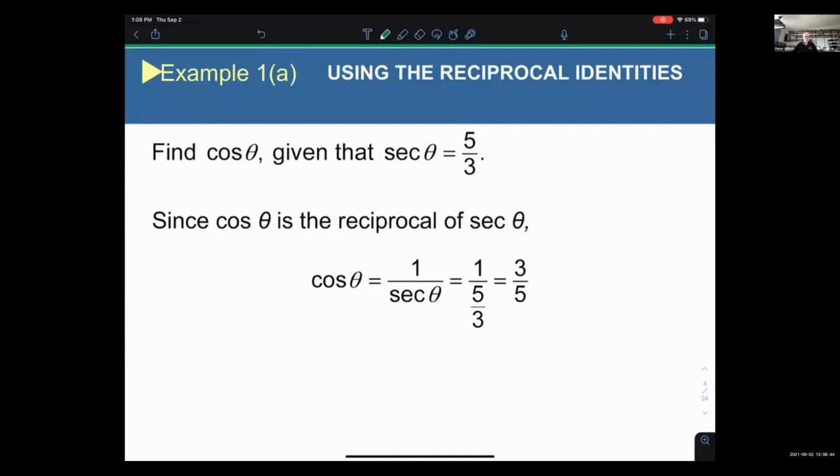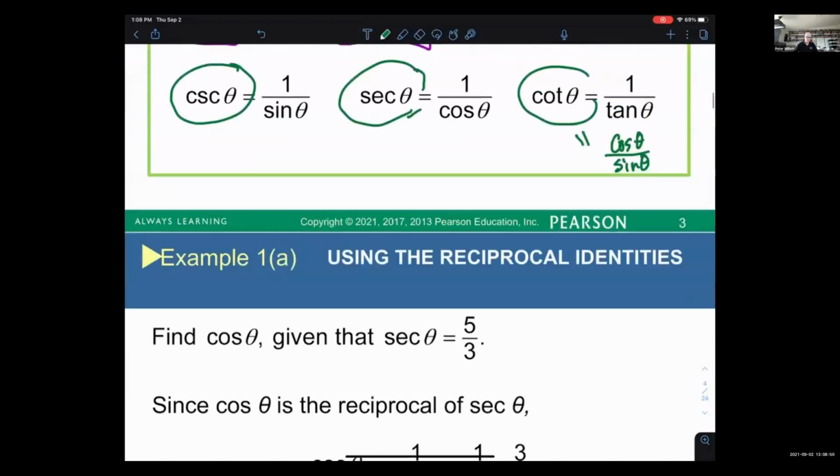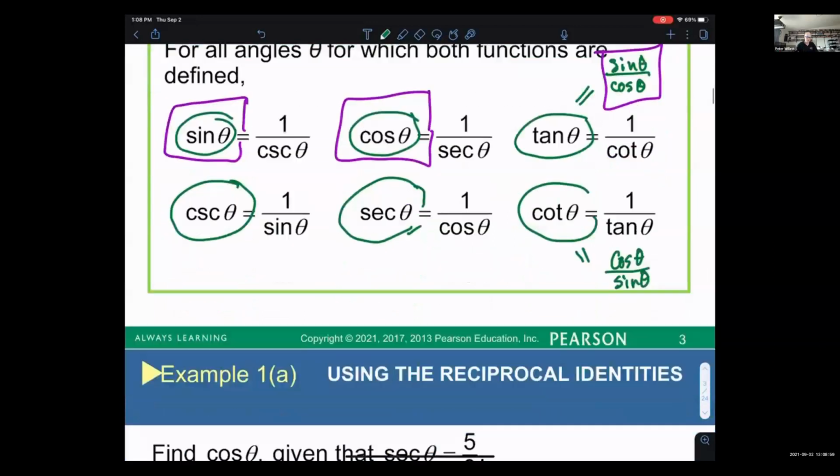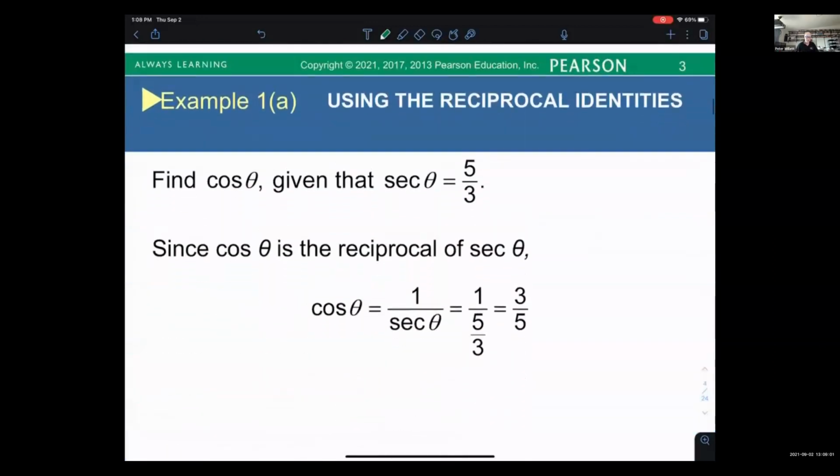It says find cosine theta given that secant theta is 5 over 3. Well, secant is the flip of the cosine, and the cosine is the flip of the secant, because you flip one, you get the other, and vice versa. So if they tell me secant is 5/3, then cosine would be the flip of that. And if I flip 5/3, I get 3/5. It's as simple as that.